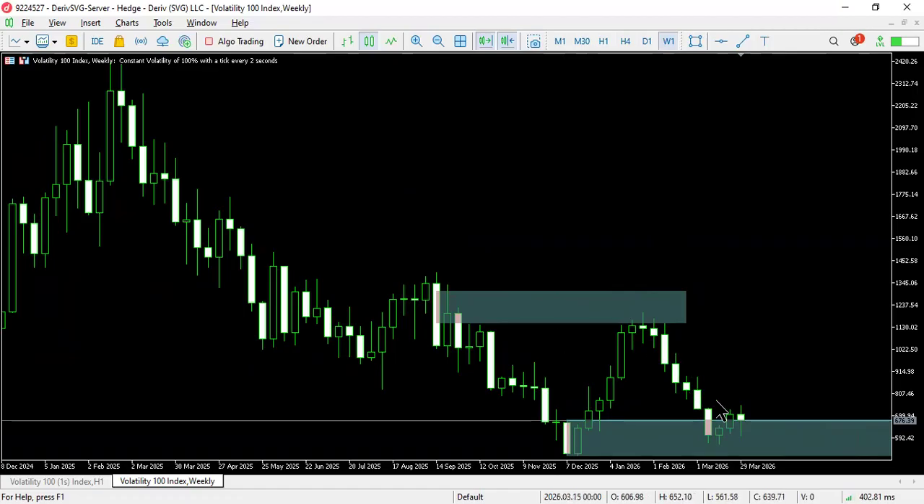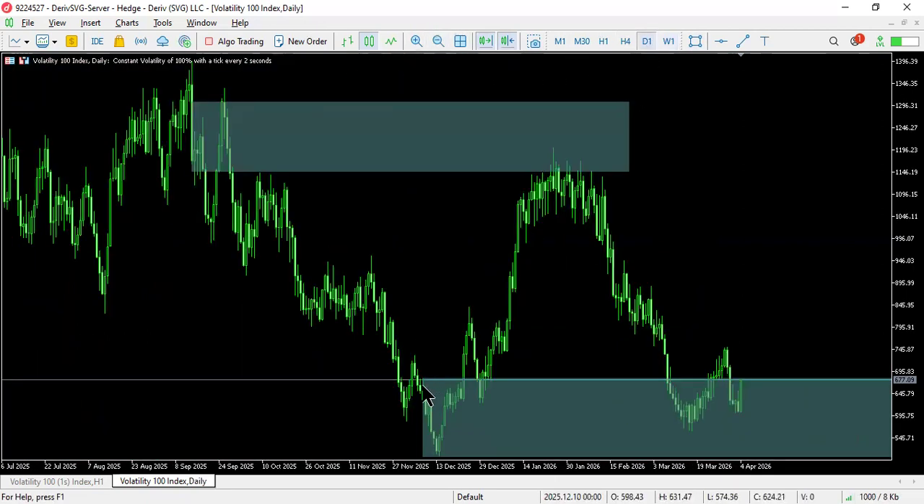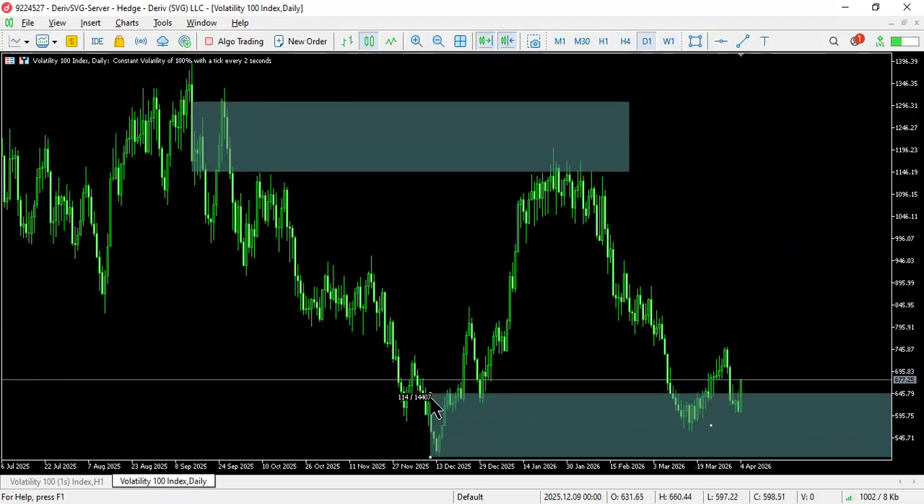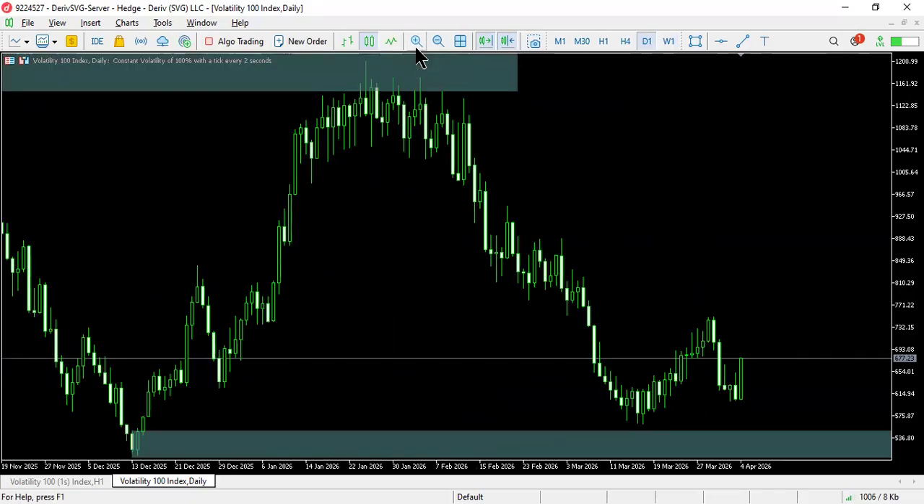So we are going to see if the buyers are strong enough to push the price up, or if the sellers are strong enough for them to be able to break this demand. And then if we head over to the daily time frame, price is not yet at the demand zone. If we are to adjust the daily demand zone, the demand zone is still right there, and price is not yet there.